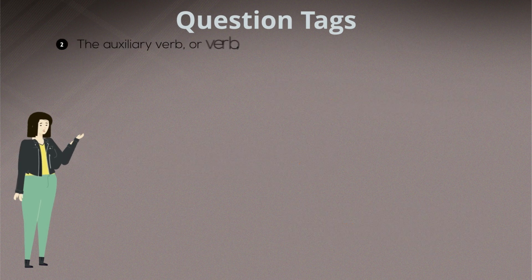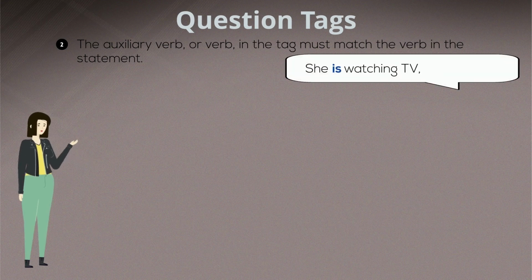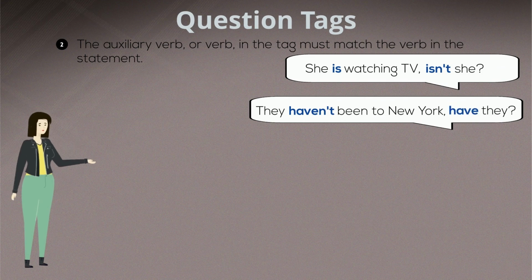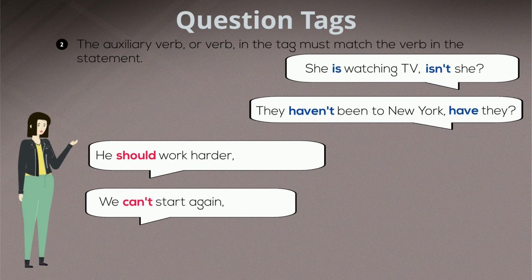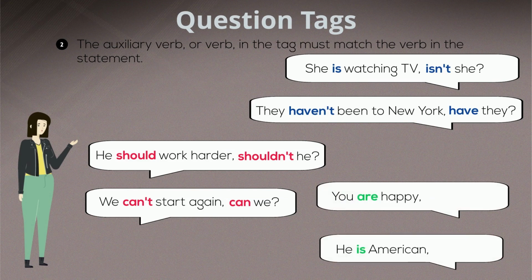Which verb do we use in the question tag? Well, if there is an auxiliary verb, a modal verb, or the verb to be in the statement, then we repeat those verbs in the question tags. For example, "She is watching TV," and "They haven't been to New York." Both contain auxiliary verbs, which we need to repeat in the question tag. Similarly, "He should work harder," and "We can't start again." Both contain modal verbs, which are repeated in the tag. "You're happy," and "He's American." Both contain the verb to be. Again, this is repeated in the tag.